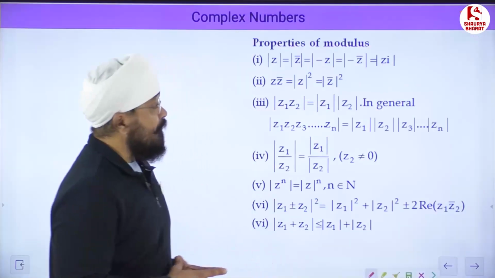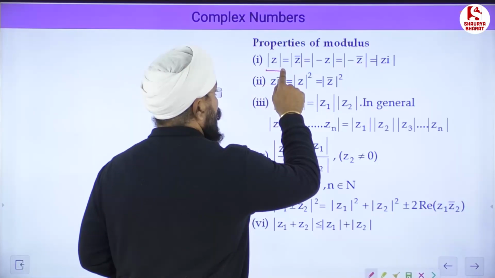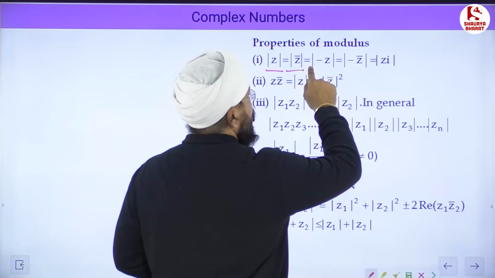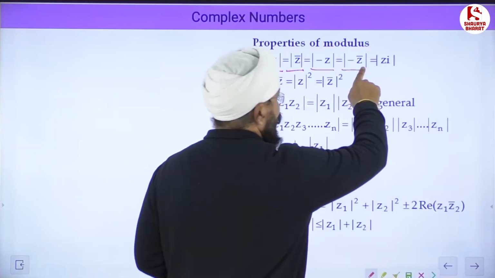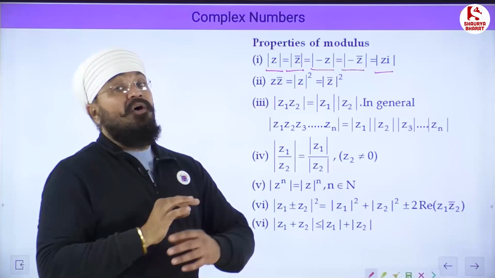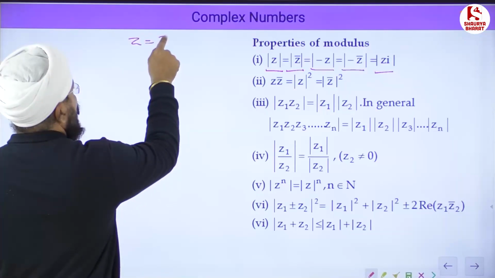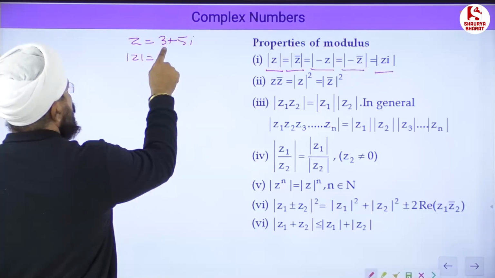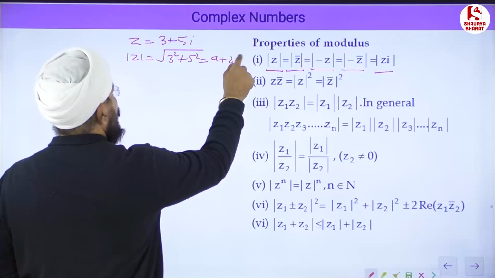Now let us take the properties of modulus. The property here is that the modulus of a complex number, the modulus of its conjugate, the modulus of the negative of the complex number, the modulus of the negative of its conjugate, and the modulus of z into iota, they all are equal. If you are having any doubt, let me take one complex number, which is 3 plus 5 iota. I want to check its magnitude. This is the root of 3 square plus 5 square, which is 9 plus 25.